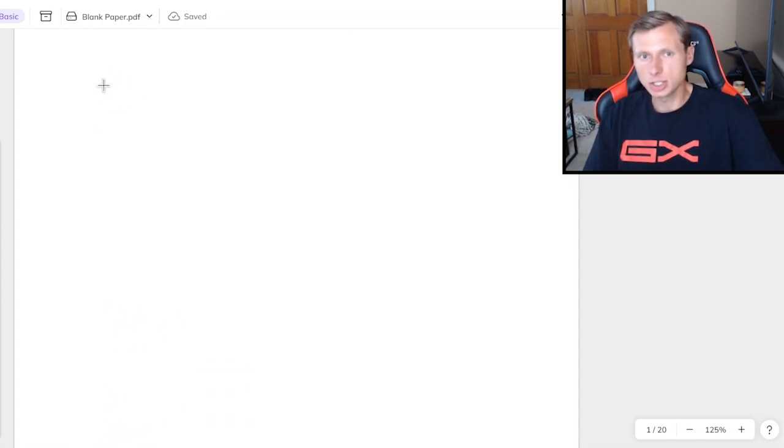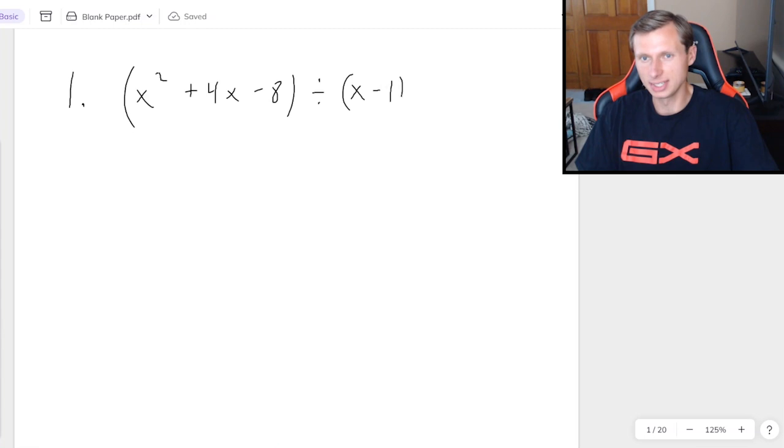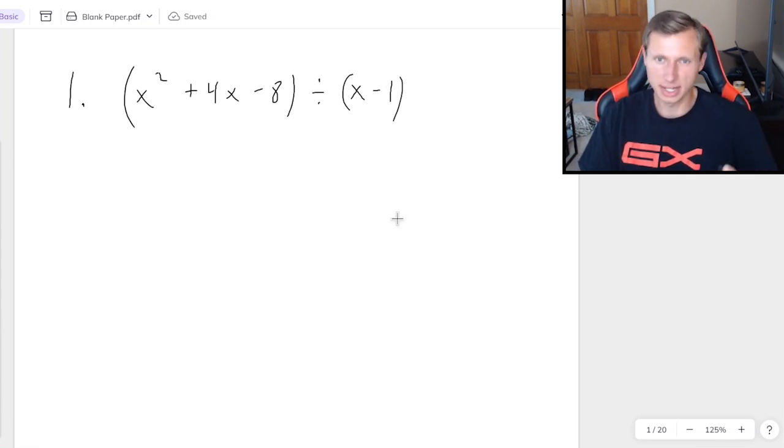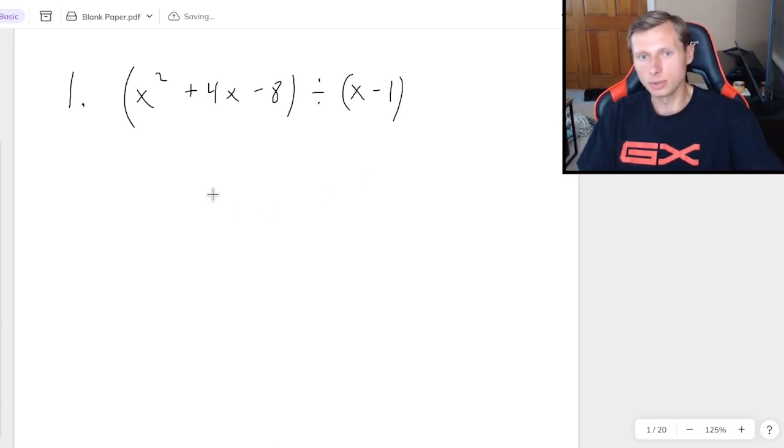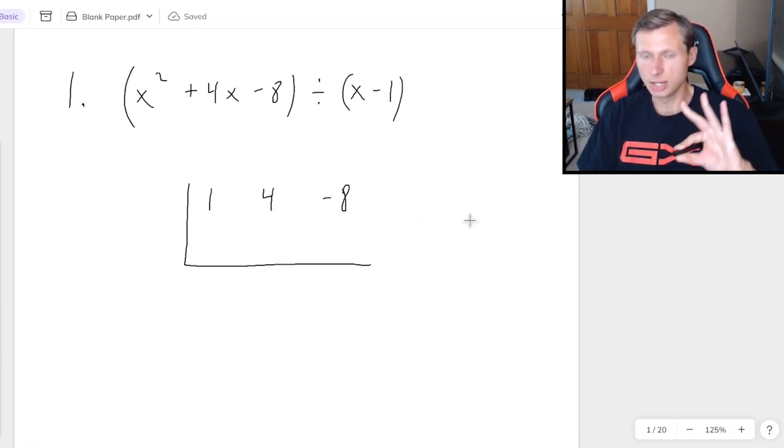Let's just say the question is x squared plus 4x minus 8, and I want to divide by x minus 1. And I want to do it using synthetic division. So here's what I do. First, I make a big L, and then this L is going to be filled in with the coefficients in front of the x squared, 4x, and minus 8. So in other words, that's the invisible 1 in front of the x squared, and then 4, and then negative 8. Notice, I do not write the x's.